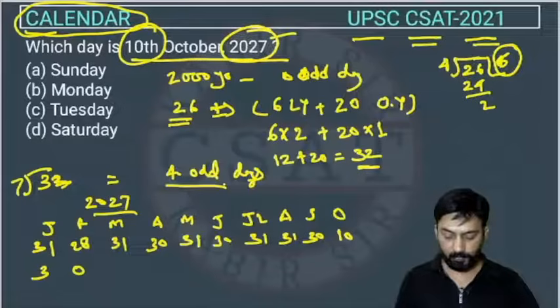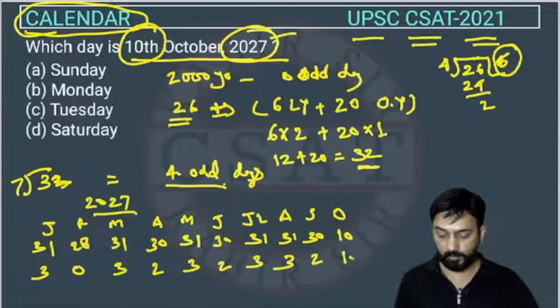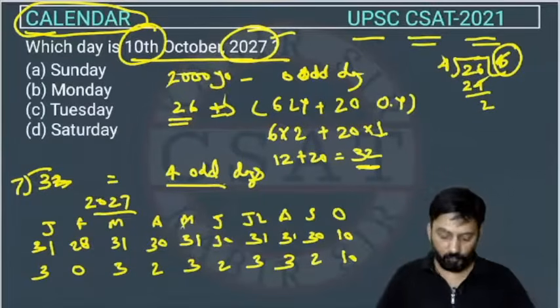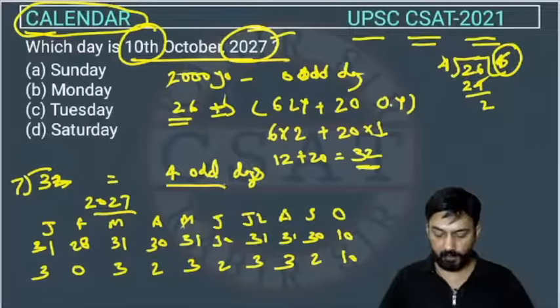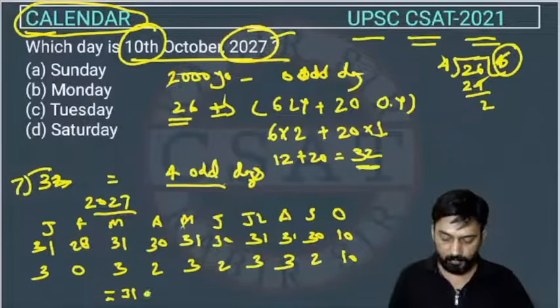February 0, and in March again 3, then 2, and this one 3, here 2, here again 3, here again 3, and here again 2, this 10, right? So now we will add all these days, right? So 3 and 3 is 6, plus 2 is 8, plus 3 is 11, plus 2 is 13, plus 6 is 19, plus 2 is 21, plus 10. So this total is 31. So there are 31 odd days, right?